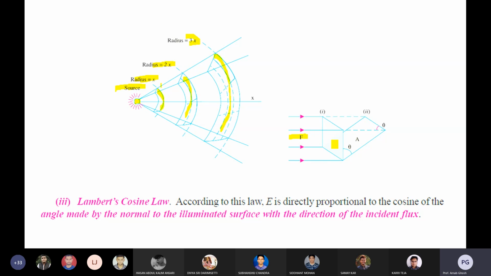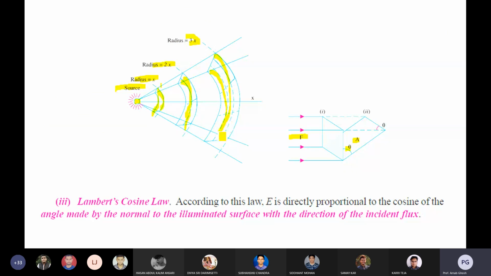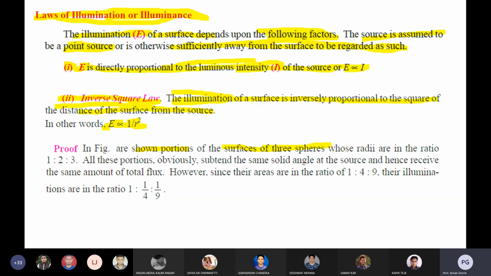Now the angle theta has been changed. From the figure it is shown that portions of the surface of three spheres, one sphere, second sphere, and third sphere, only the radii are different, whose radii are in the ratio 1:2:3.